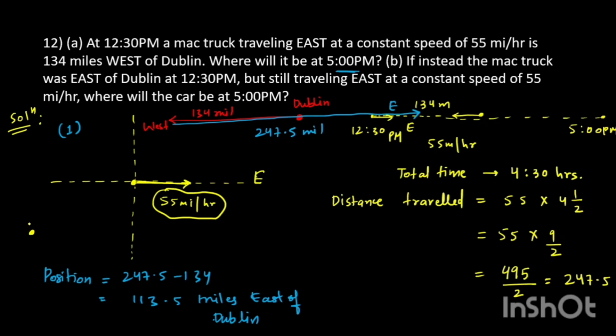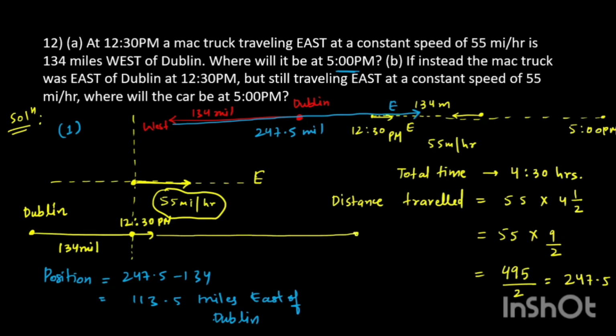Suppose this is Dublin, and the particle was east of it initially, and this distance was 134 miles. The time was 12:30 p.m., and it continued traveling towards east at a constant speed of 55 miles per hour. So it is traveling towards east only. The question says, at 5 p.m., what is its final position?